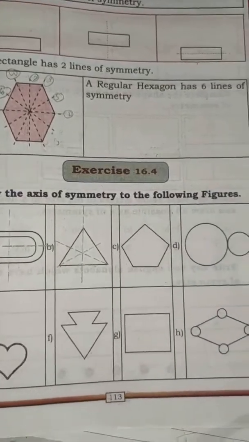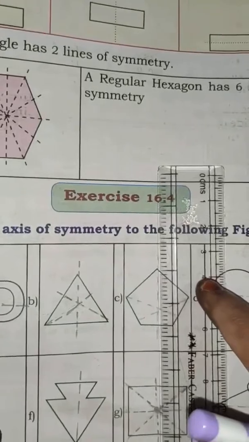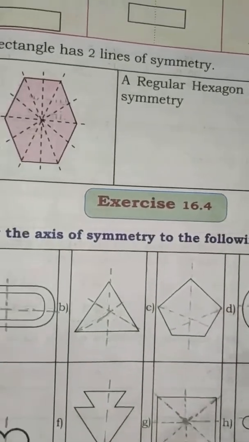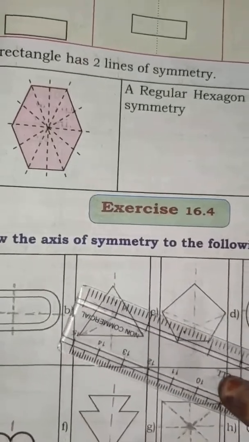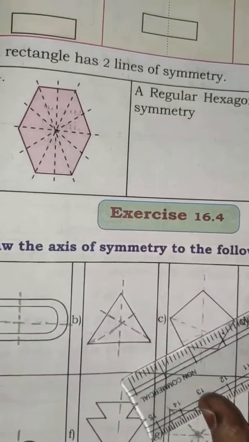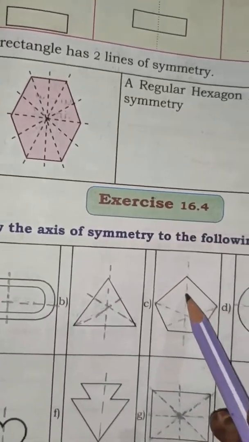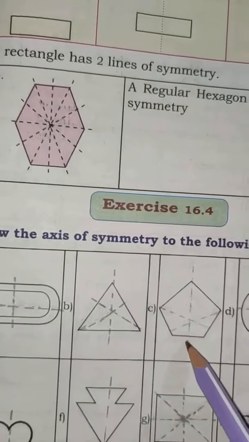I will show you. So see children, you just take your scale like this, and this is the first symmetry, and from this point here you will get another symmetry. Next, from here to here, another line. Means, how many lines of symmetry are there? It is 1, 2, 3. 3 lines of symmetry.